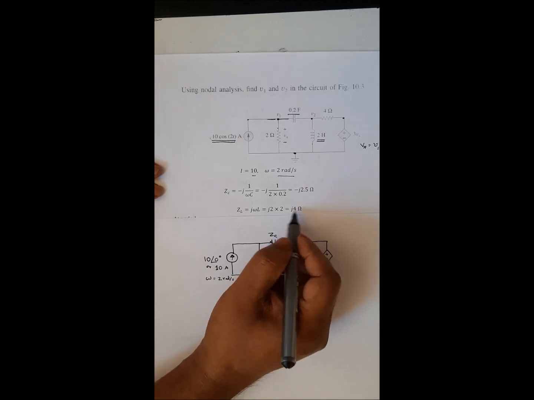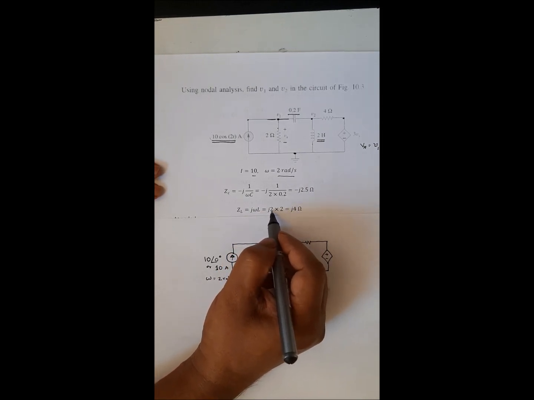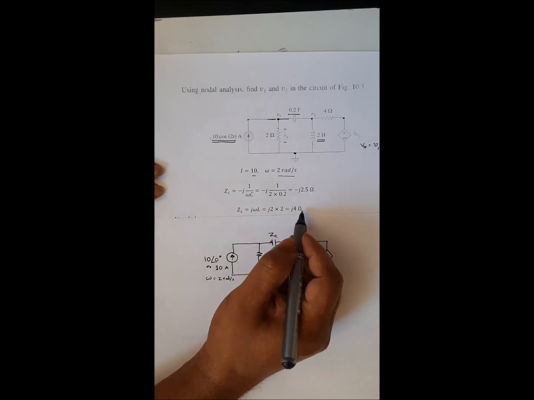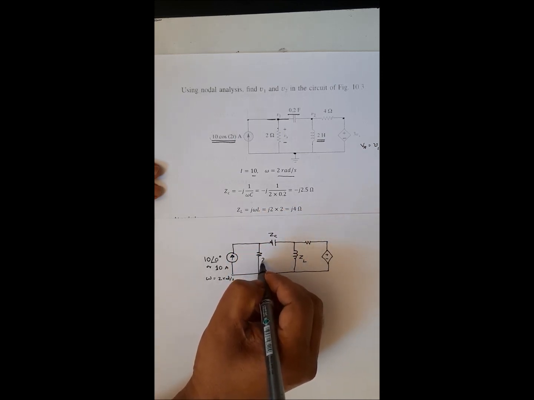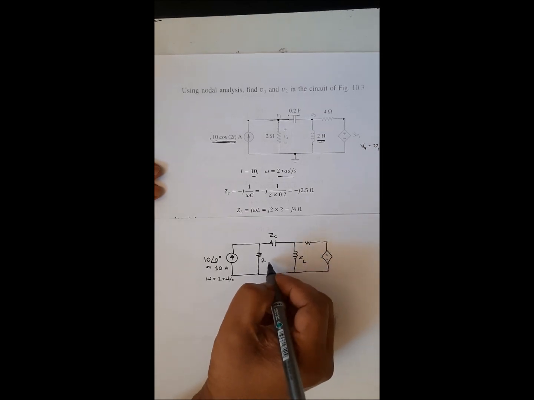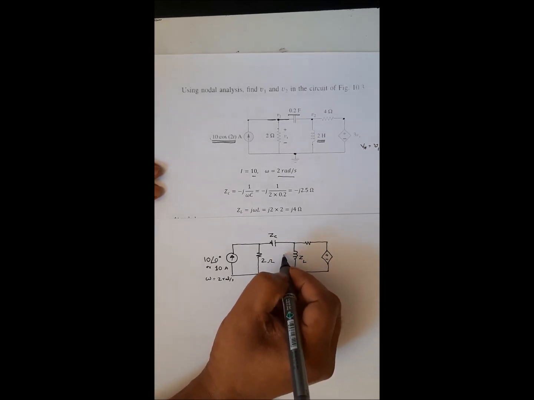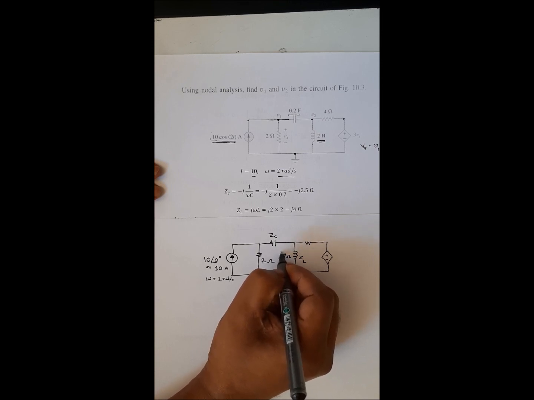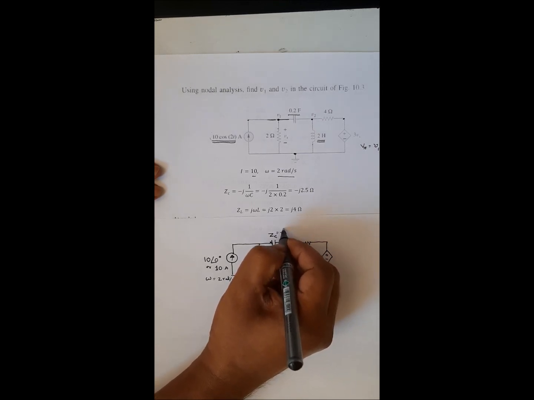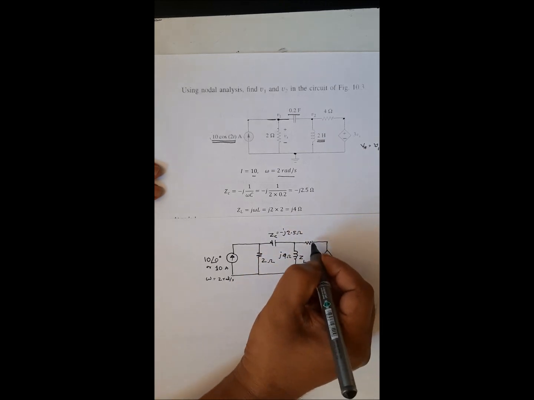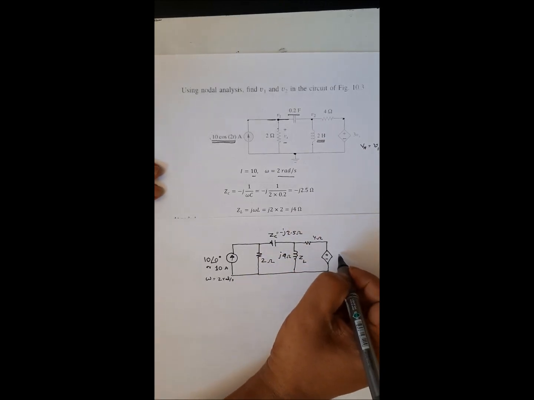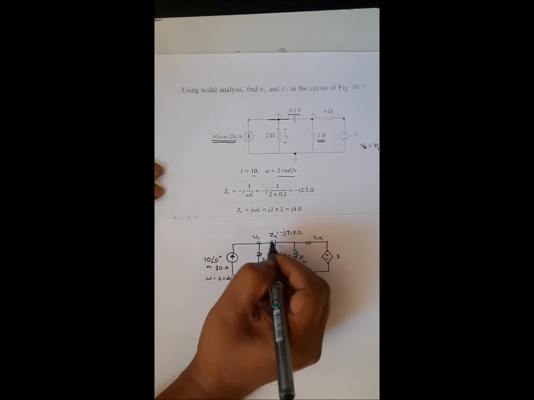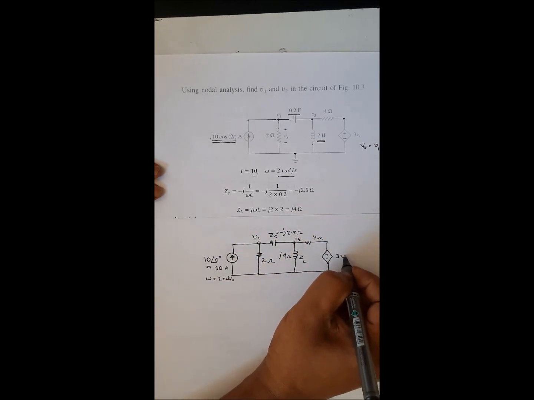Now we find the impedance of the inductor, which is j omega L. Omega is 2 and L is 2, so 2 times 2 is j4 ohms. The resistance of 2 ohms is already in ohms, so we leave it. This will be j4 ohms, this will be negative j2.5 ohms, and this is 4 ohms, and this is 3Vx, and Vx is equal to V1, so it is 3V1.